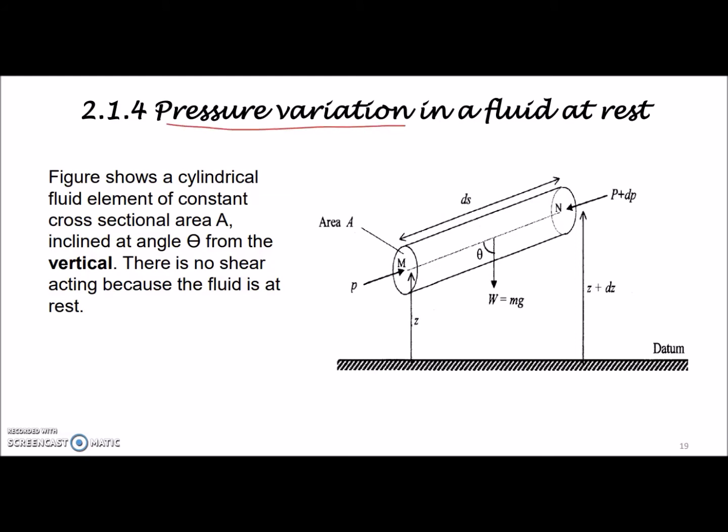Let's continue on the next subtopic of hydrostatic fluid pressure, which is pressure variations. This is the cylindrical fluid element of constant cross-section area, meaning the size of the pipe is the same, viewed from the vertical plane. The shear stress is zero because the fluid is at rest. From the vertical plane, we can see the elevations represented by Z. At N, there is a change of elevation, dz. When the elevation changes, the pressure also changes. So from M to N, there is a change of pressure.